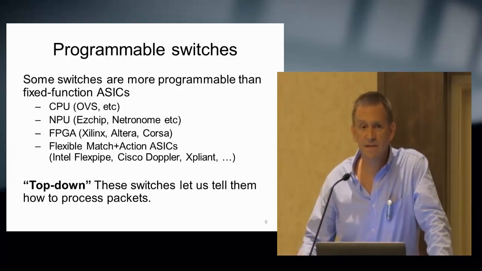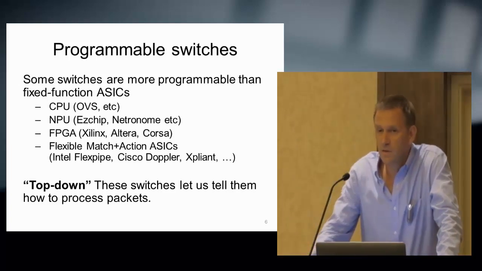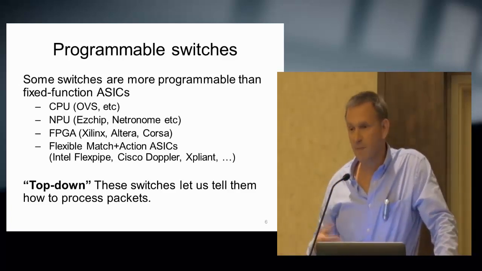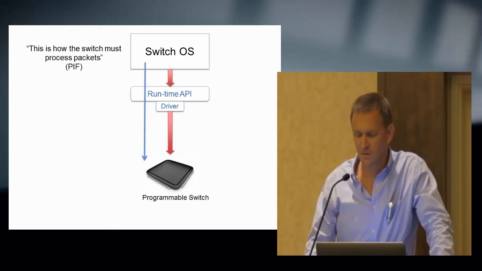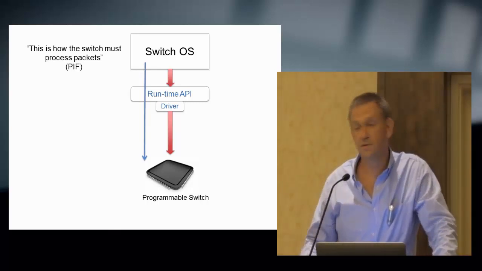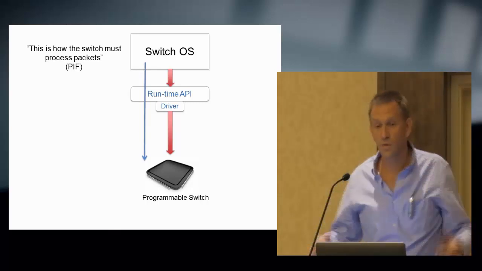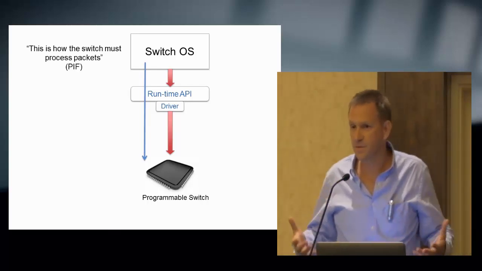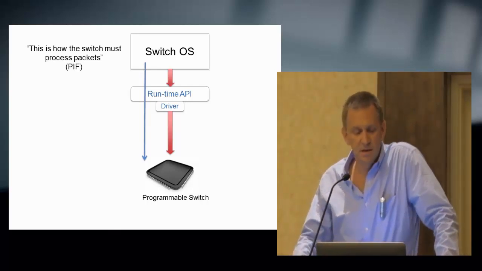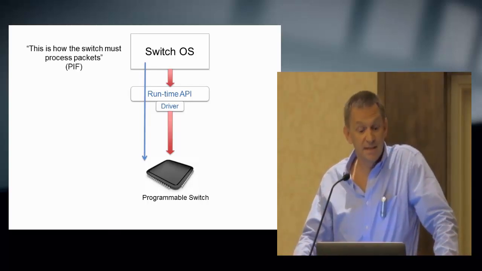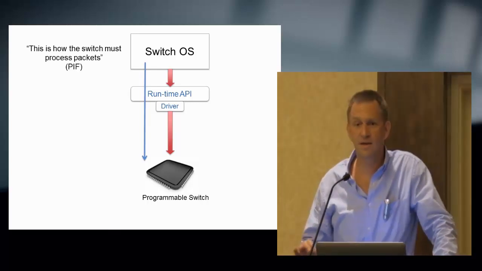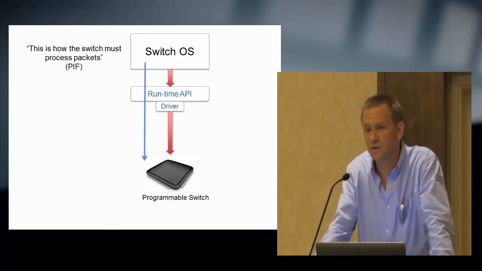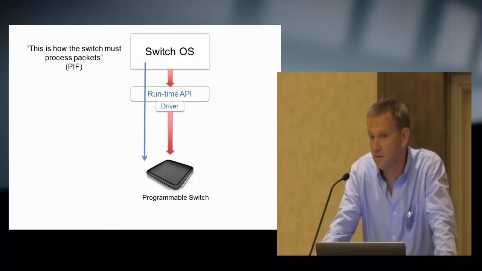And you can think of these devices as top-down. These switches let us tell them how to process packets. So just to belabor the point, the arrow goes the other way, which is the software, something from above, is going to tell the switch, this is how the switch must process packets. So this is the core idea, the key idea of protocol-independent forwarding, is to enable this.